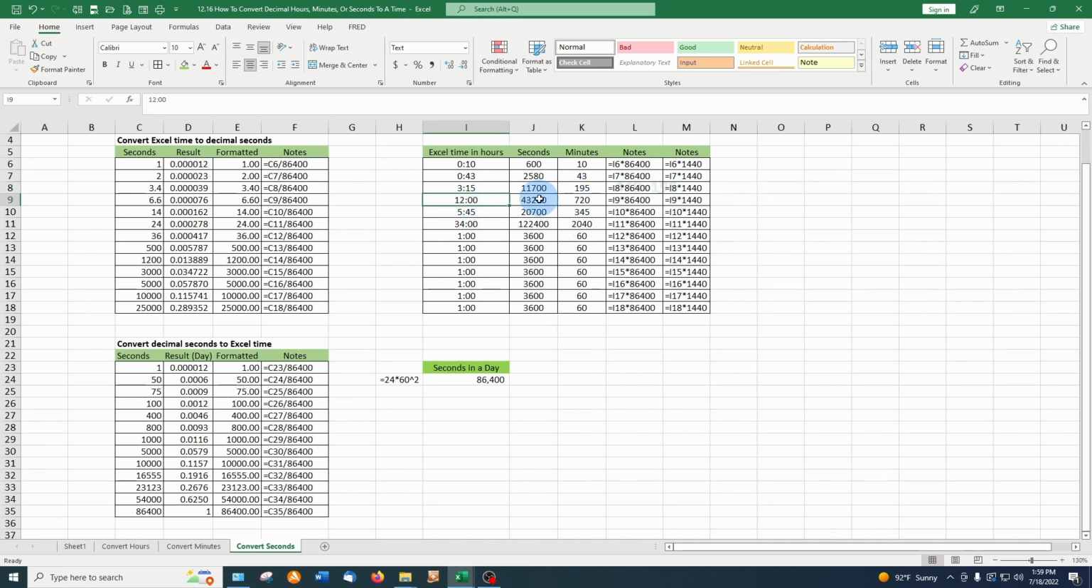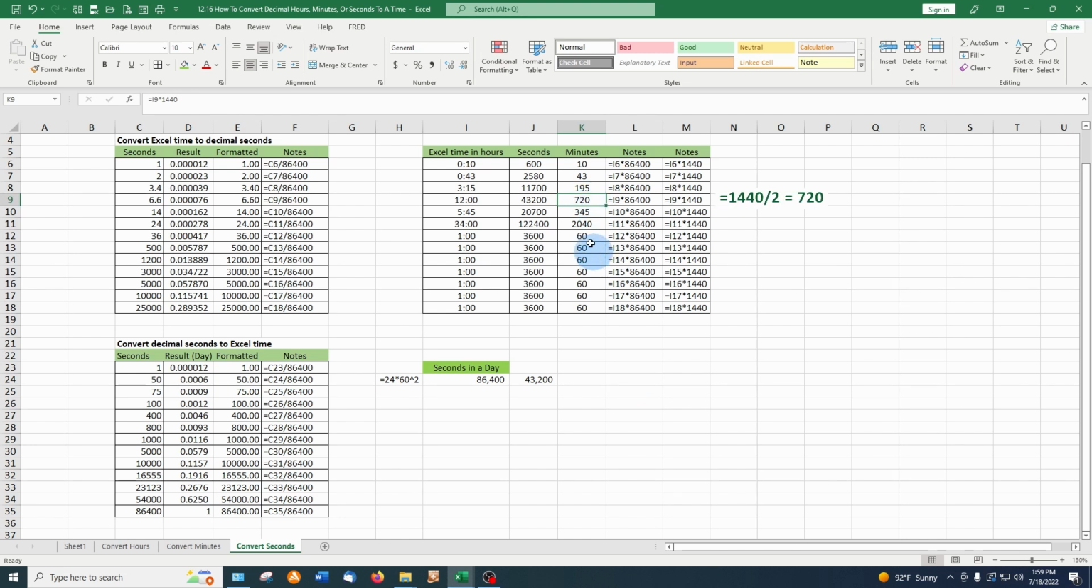12 represents 43,200. Well, what does that represent? When we go equals 86,400 divided by 2. Wow, 12 represents 43.2. That's half of a day, or 720 minutes.